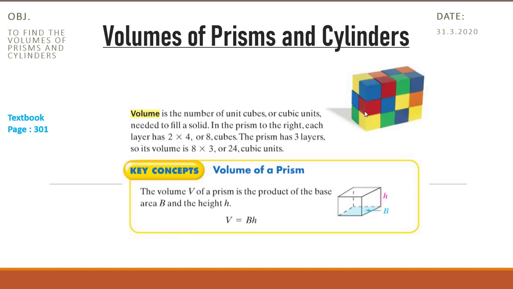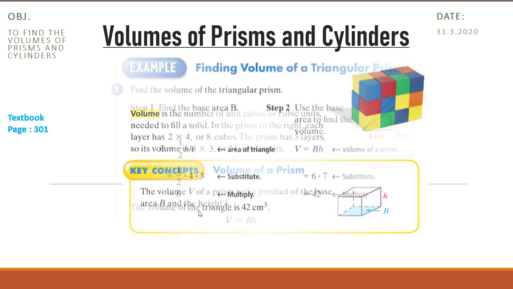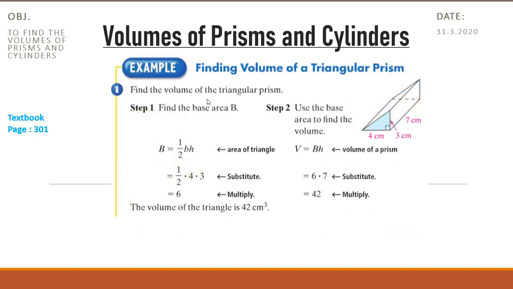this by the height. So the volume of prism is the product of base area B capital. Note that B here is capital letter, and the height of the prism. So multiply the base and the height, the base area and the height to get the volume. In the same page we have example.